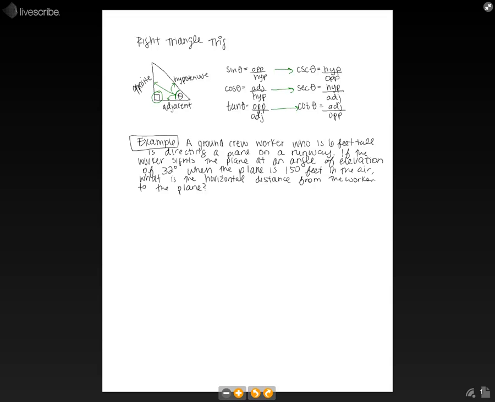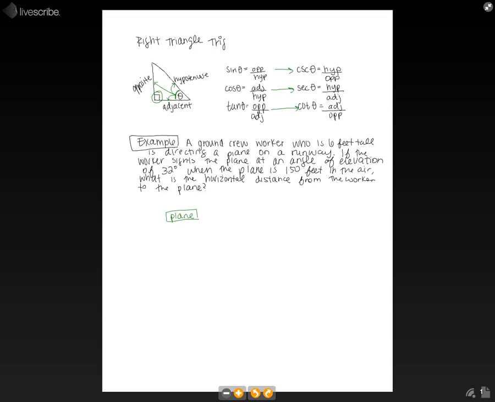This word problem tells us that a ground crew worker who is 6 feet tall is directing a plane on a runway. If the worker sights the plane at an angle of elevation of 32 degrees when the plane is 150 feet in the air, what is the horizontal distance from the worker to the plane? So let's first draw a picture.